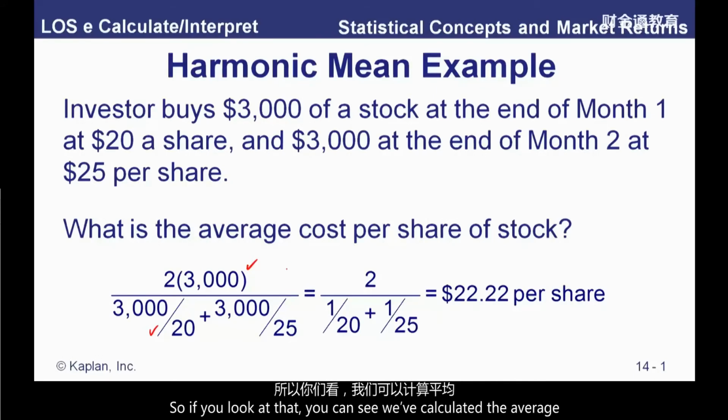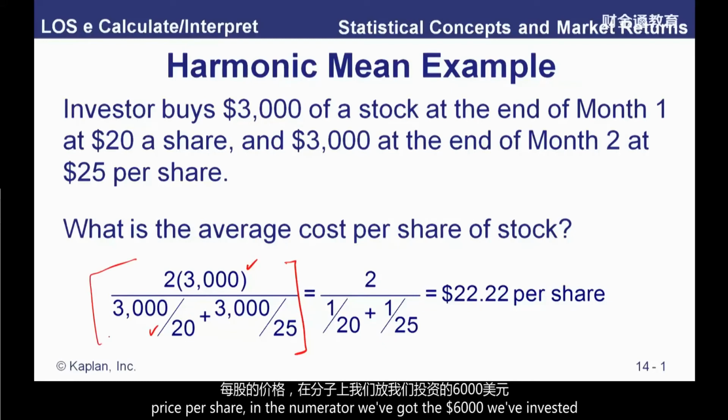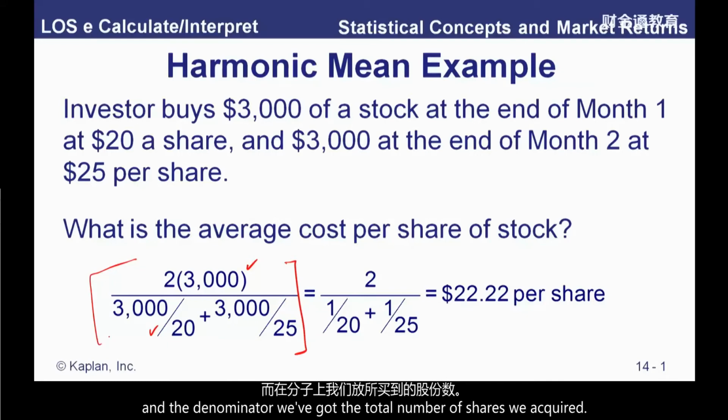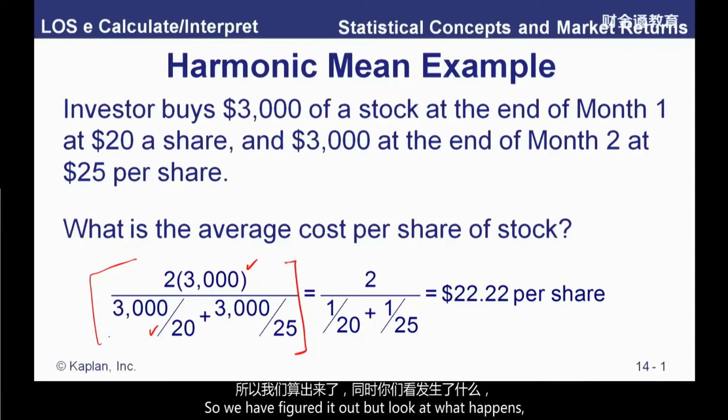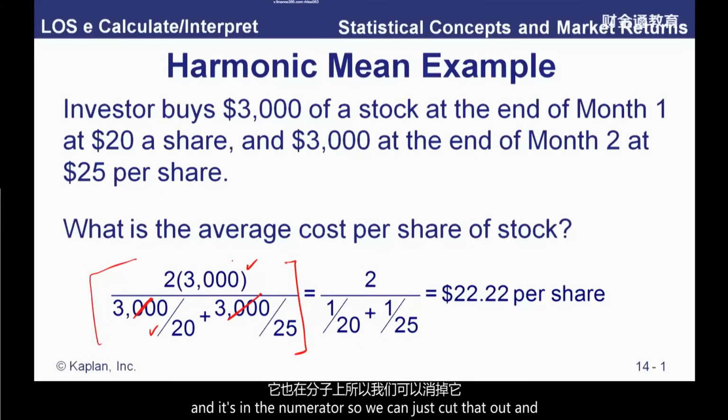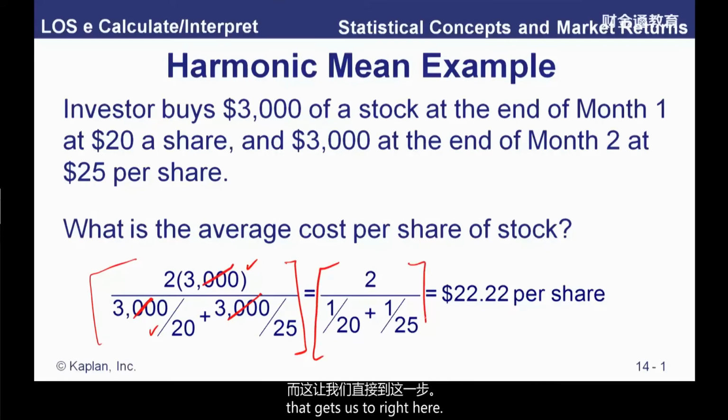So if you look at that, you can see we have calculated the average price per share. In the numerator, we've got the $6,000 we invested. In the denominator, we've got the total number of shares we acquired. So we have figured it out, but look at what happens. We can take that 3,000 out. It doesn't matter. It's in the denominator in both pieces, and it's in the numerator, so we can just cut that out, and that gets us to right here.